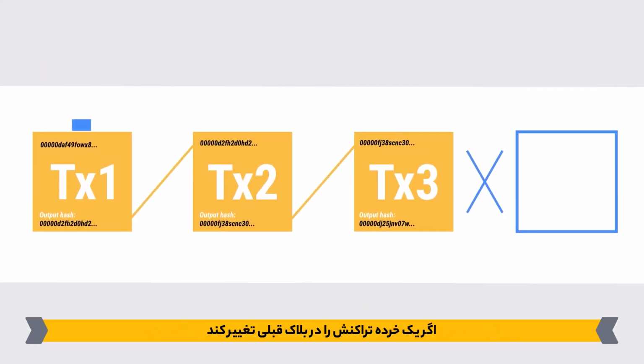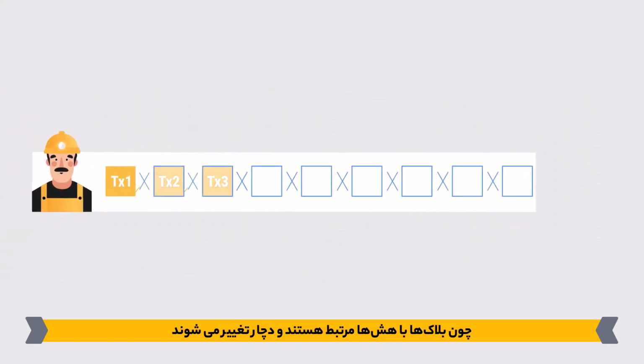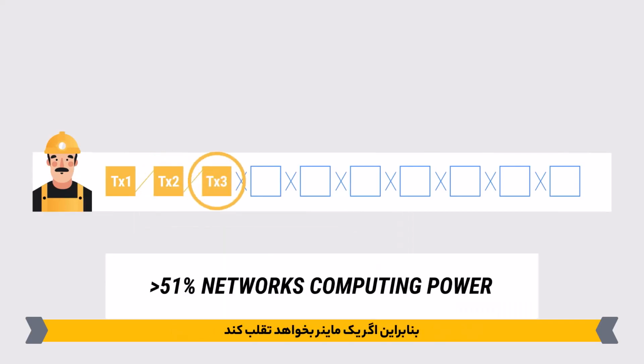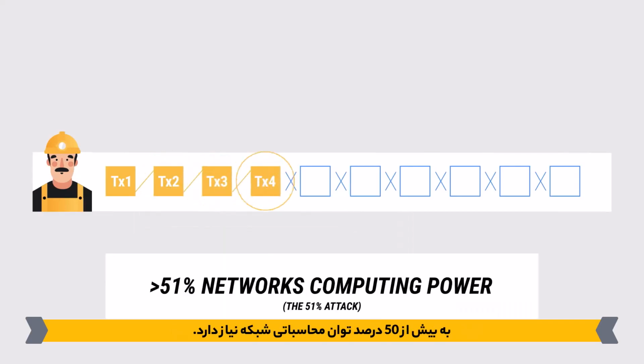If a miner changes a transaction in a previous block, the output hash for that block will change, which leads to all the other hashes after it changing as well, due to the blocks being linked with hashes. The miner would then have to redo all of the work in order to make anyone accept his blockchain as the right one. So if a miner wanted to cheat, he would need more than 50% of the network's computing power, which is very unlikely.